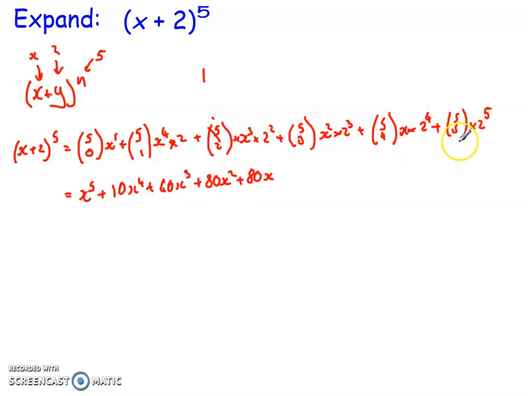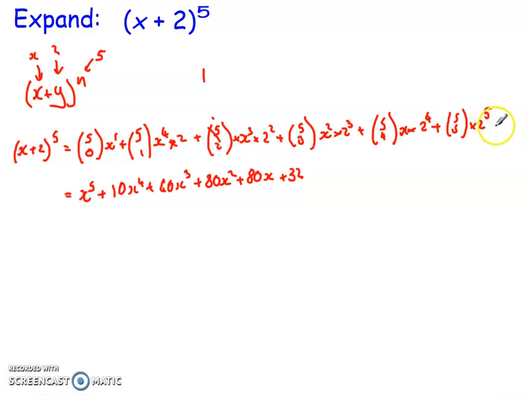Then my 5C5, well that's 1. Any term where they're the same, or we've got something 0, is always 1, times 2 to the power of 5, which is 32, plus 32. Would you look at that? I've expanded (x plus 2) to the power of 5 in one line of work. It's a hell of a lot easier than if I did (x plus 2) to the power of 5 all on its own term by term.